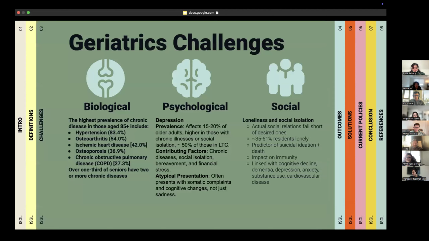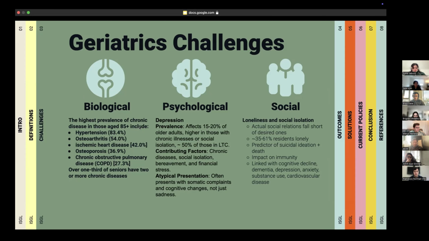So, as with any complex medical phenomenon, geriatrics can be best understood using a biopsychosocial approach. And so, this is the approach that we've used to break down the various components of geriatrics. So, let's start with the biological aspect. It's well known that many diseases have increased prevalence in the older population, and some of the most common being hypertension, osteoarthritis, heart disease, osteoporosis, and COPD. As people age, their burden of disease increases, and it's currently estimated that over 1/3 of seniors are currently living with two or more chronic diseases.